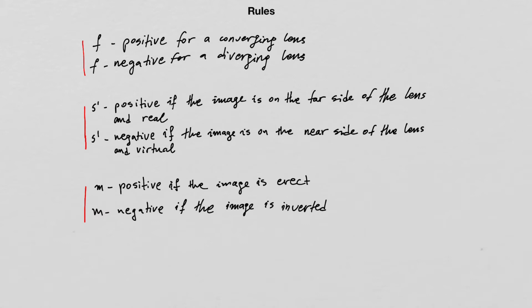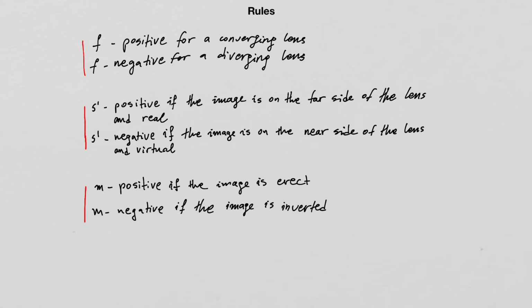When the image distance is a negative number, then that means that the image is on the same side of the lens as the object. So if we place a screen there, we are actually not going to be able to see the image because the screen will block the light from the object, so that light is not going to actually pass through the lens. Because of that, the image is virtual.